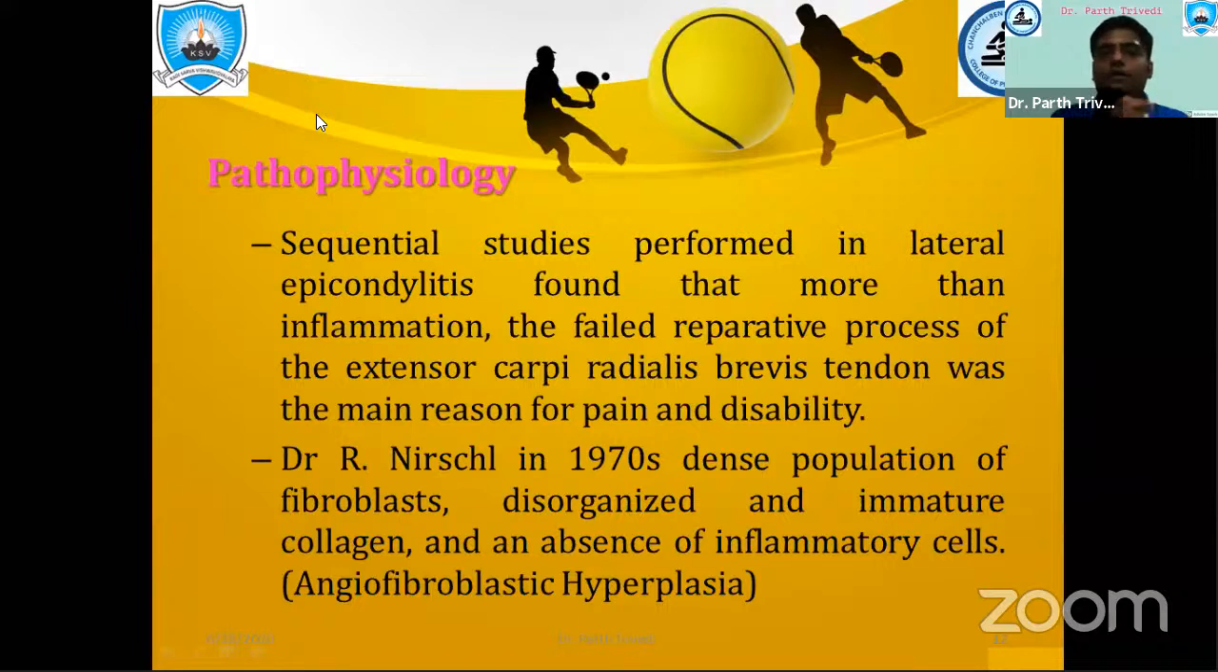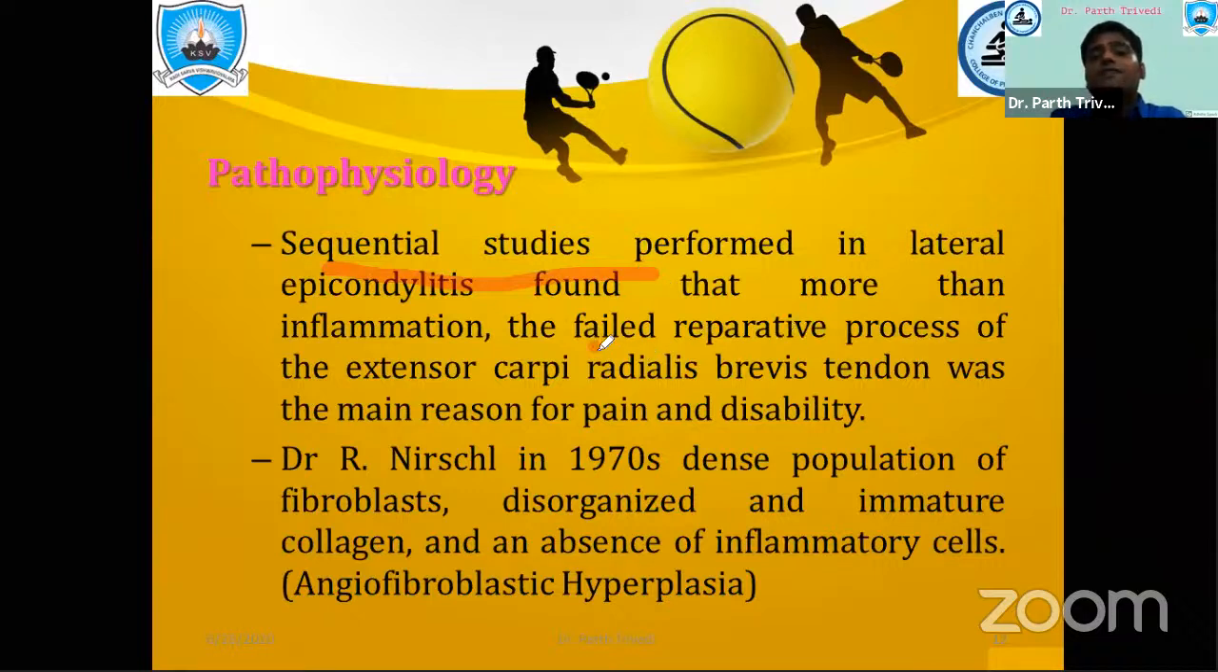But, my dear participants, sequential studies performed from the 1970s have shown that the failed reparative process of the main extensor carpi radialis brevis tendon is the main reason for pain and disability. There were studies based on cadavers and even patients who had lateral tennis elbow. They found that there are no inflammatory markers in the patients or in the ECRB muscles, but the repetitive injury is causing trouble to the ECRB muscle, and because of repetitive use it is failing to regenerate.